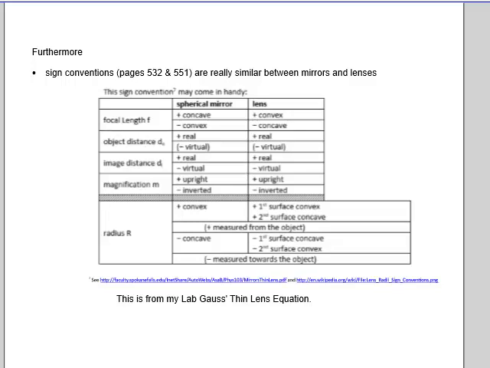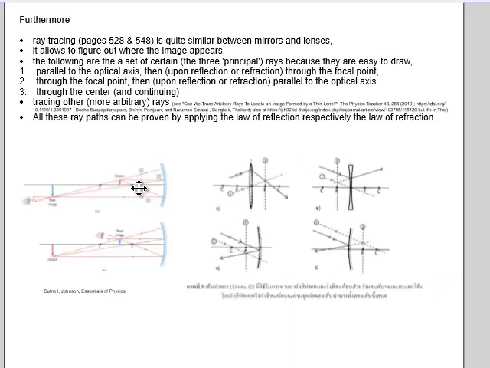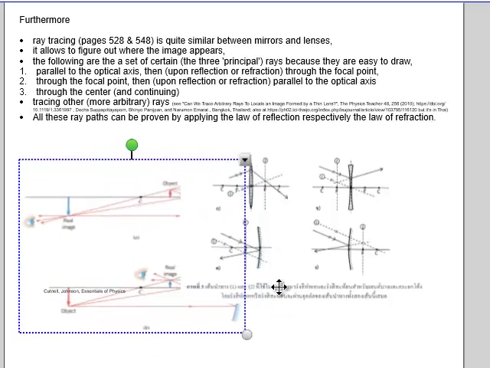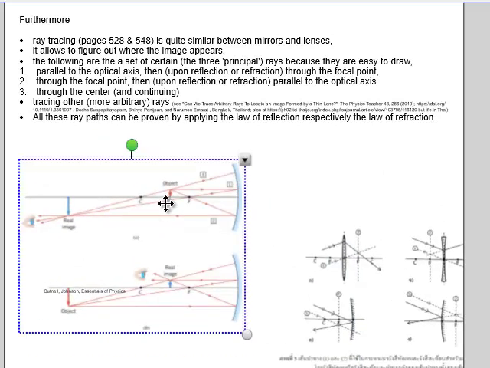All right. Ray tracing. So again, this image is from the book. In ray tracing, we like to use three principal rays. So here is the object. One of those principal rays goes parallel to the optical axis. It's being reflected, and again, that's the law of reflection, and it will pass through the focal point. I'm not showing the derivation or the proof, but you can try it yourself and you will figure out that that is the case.